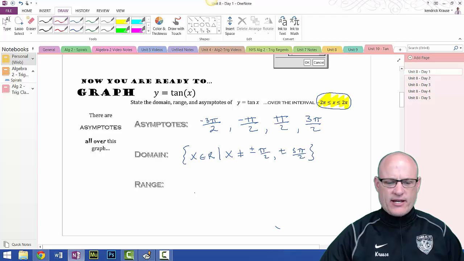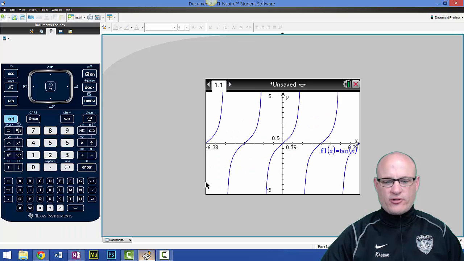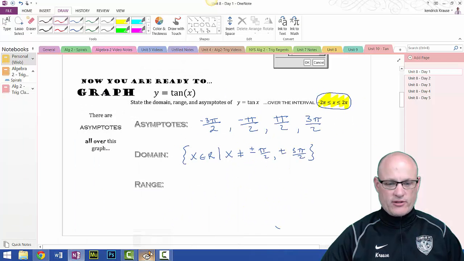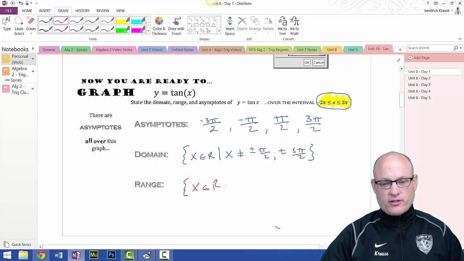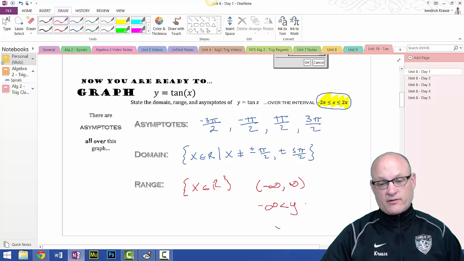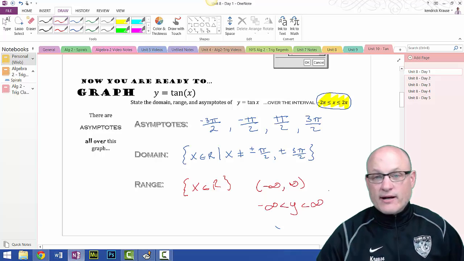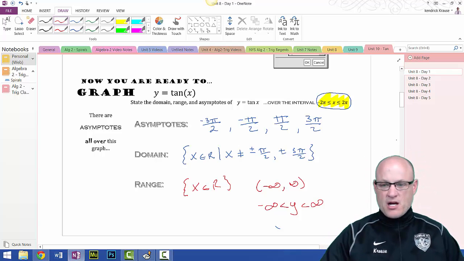And then the range, it should be obvious that the range goes up and down forever, so the range is all reals. You could say y is in the set of all reals, or negative infinity to positive infinity, or negative infinity is less than y is less than positive infinity, whatever. Those are your range. All right, let's move on.